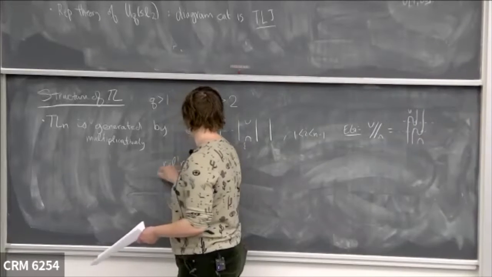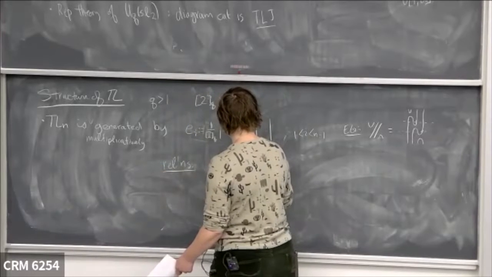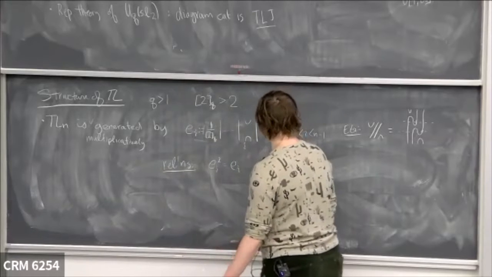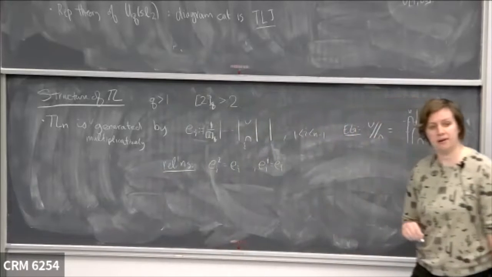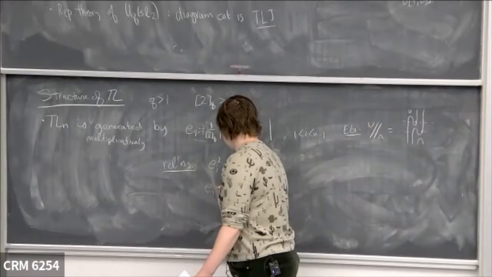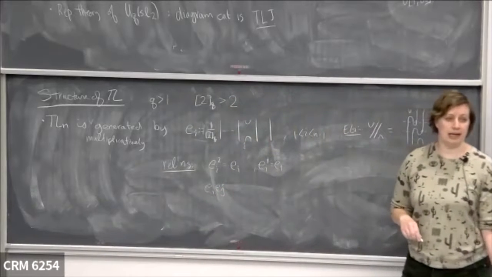That these satisfy — I mentioned that they were projections. So each of these is fixed by the involution and is equal to its own square. And one more relation that we need, well, a couple more. If i and j are far away from each other, then E_i and E_j commute.